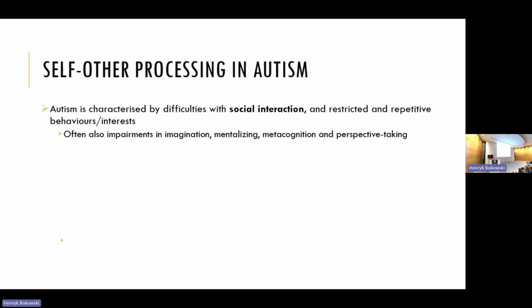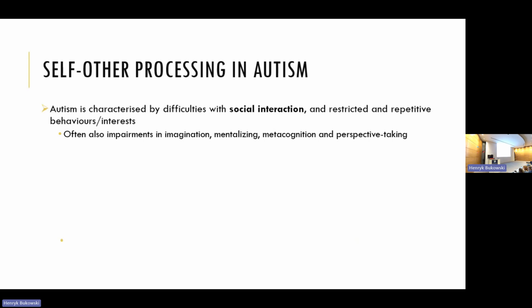Now, what's interesting from my perspective is looking at self and other processing in autism. That's because autism, as we all know, is characterized by profound difficulties with social communication and interaction, as well as more repetitive and restricted behaviors and interests. So a more rigid thinking style and a lack of flexibility. Now, these core characteristics of autism represent themselves in social cognitive tasks or behaviours in terms of difficulties with imagination, mentalising, theory of mind, metacognition, as well as perspective taking.